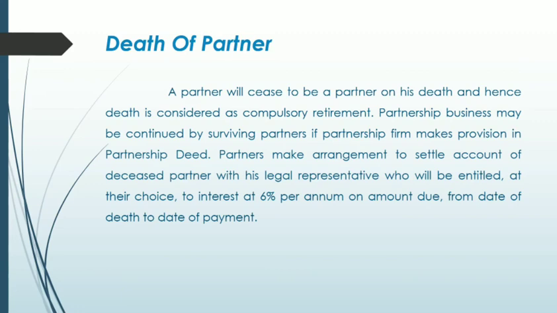Partners make arrangement to settle the account of the deceased partner with his legal representative, who will be entitled at their choice to interest at 6% per annum on the amount due from the date of death to the date of payment. Hence, the remaining partners will provide the amount to the deceased partner's legal representative and charge the 6% interest on the amount due.